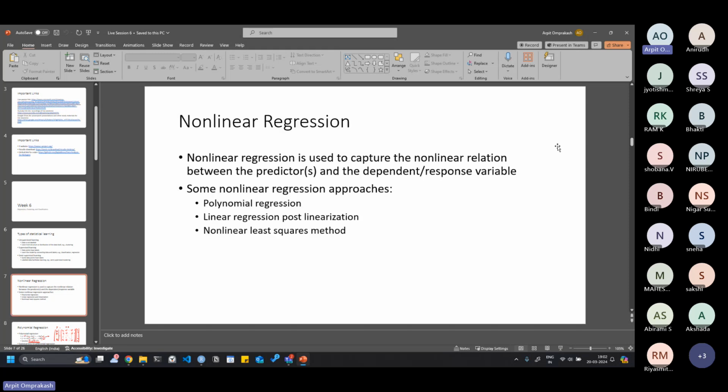We talked about nonlinear regression. Linear regression is not able to capture nonlinear relations between predictors and response variables, so we can do nonlinear regression. The three approaches that we talked about: polynomial regression, linear regression post-linearization, and the nonlinear least squares method.